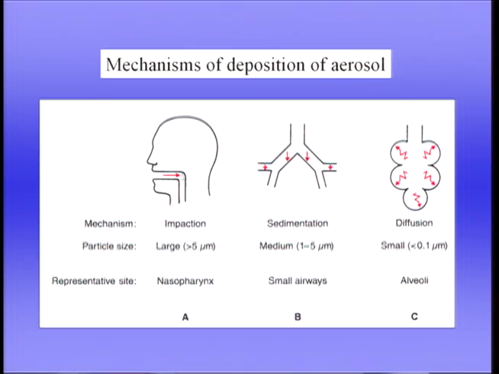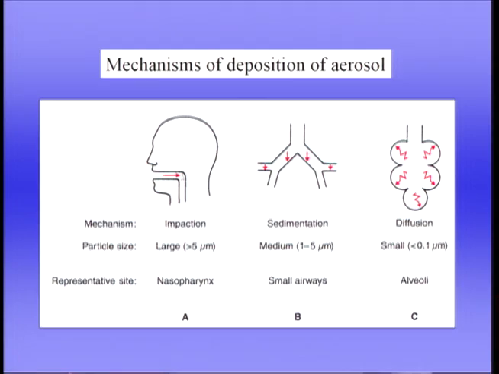Now there are three mechanisms of deposition of aerosol in the lung, and these are shown clearly here. The first one is called impaction. Impaction refers to the behavior of the relatively large particles over 5 microns in diameter. They can go up to 10, 20 microns or so in diameter. And these deposit because as they move into the upper respiratory tract, they have to turn corners.